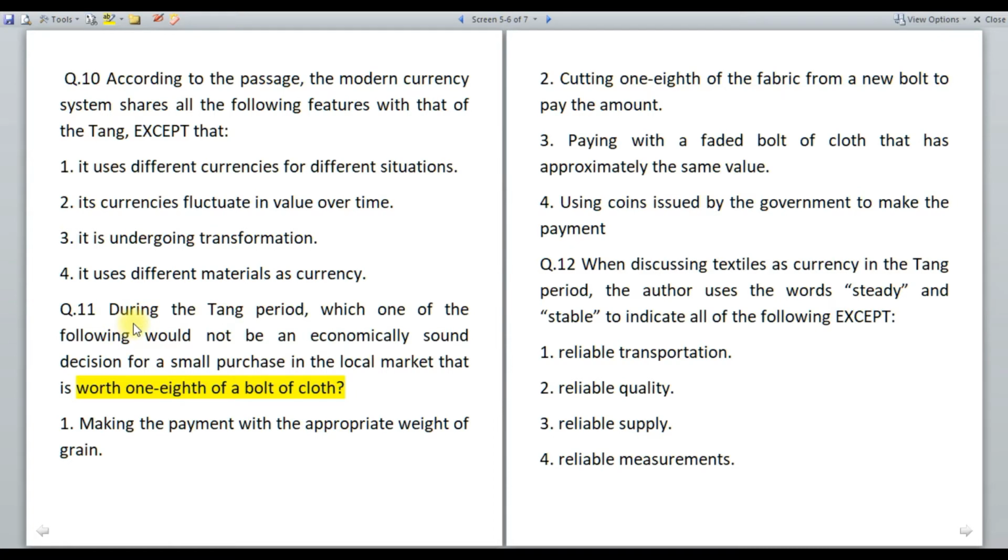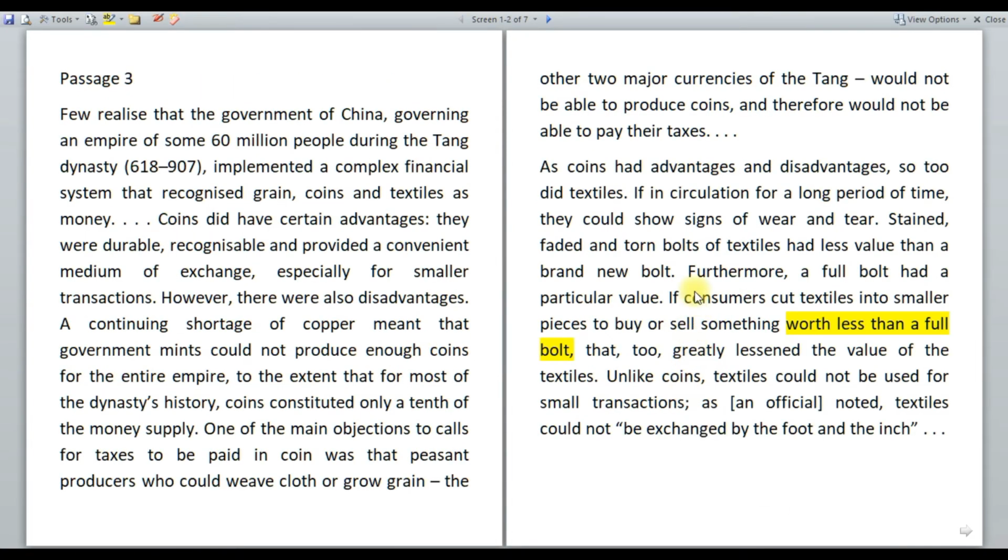Question number 11. If you read the question number 11 carefully, you can very quickly solve this question. During the Tang period, which one of the following would not be an economically sound decision for a small purchase in the local market that is worth 1/8 of the bolt? Look at the highlighted portion, worth 1/8 of the bolt. Now you can find this answer quite easily because this is a direct question. The answer to this question lies in this portion of the passage.